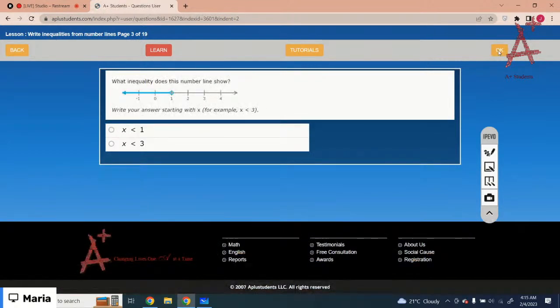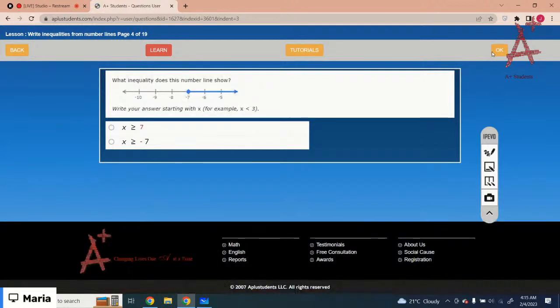Okay, the next one is what inequality does the number line show? So we have an open circle at 1. That means x cannot be equal to 1. Got it? So the graph is pointing on the left hand side. That means all values are less than 1. So x is less than 1. Just select the correct option then click on the OK button. x is less than 1.